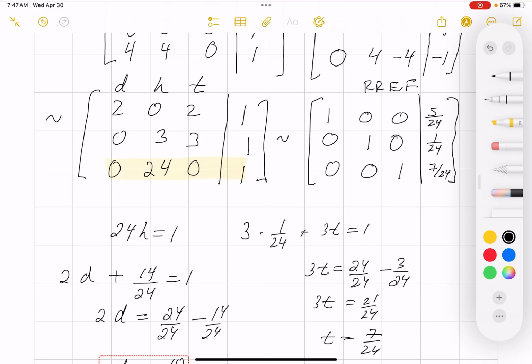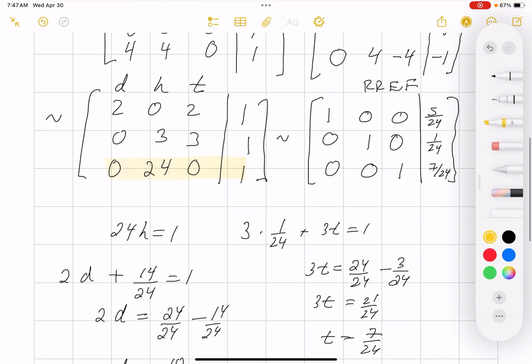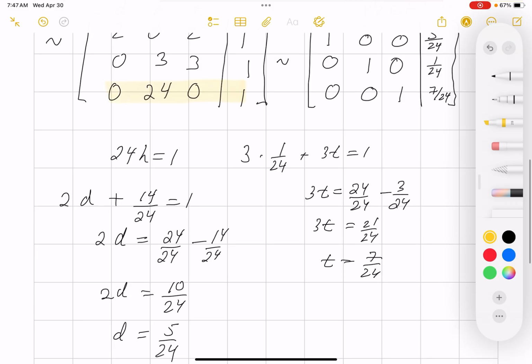Let me write that down. All right, so time to recap. We know what H is, right? Let me just outline this for you. I don't think I wrote that down. I'm going to write it down now, though. So H is 1 over 24. It's right here. That was not their question, though. T is 7 over 24, and D is 5 over 24. Now, what was their question? Their question was, how long would it take for all three of them to do the job?